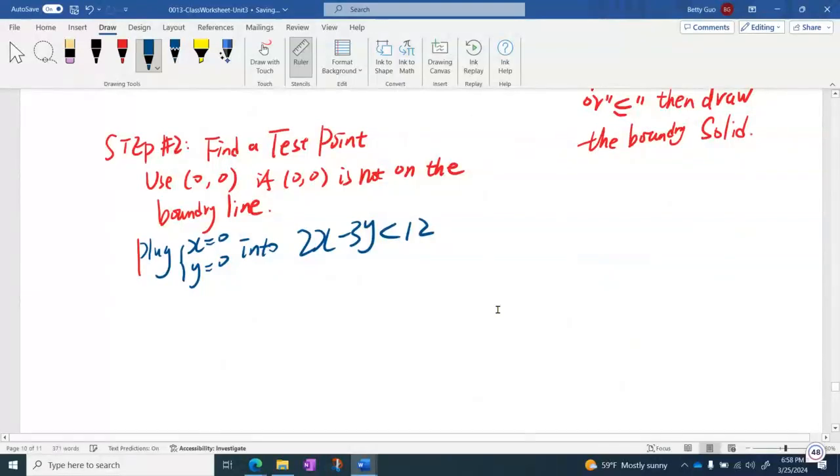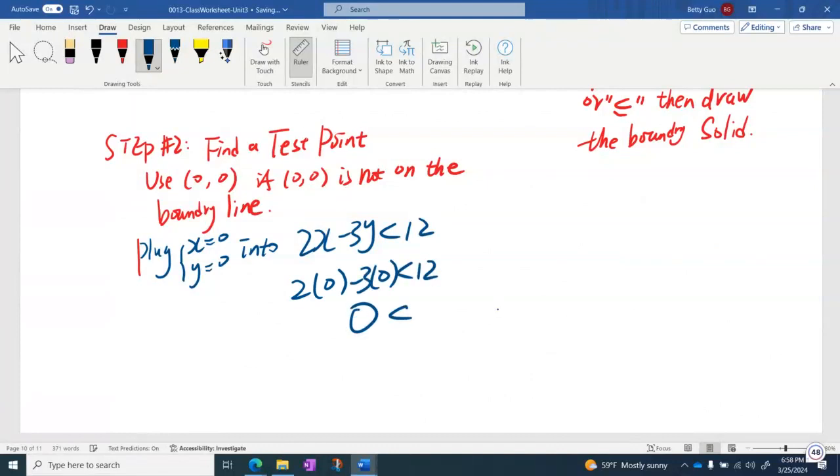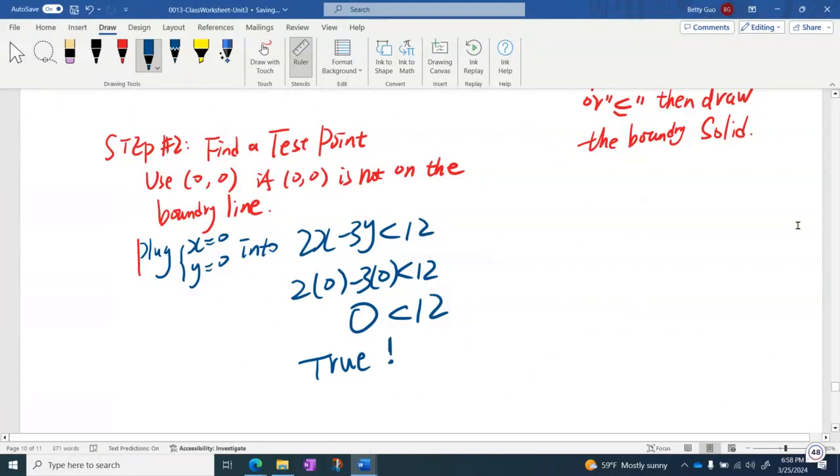Why do we use 0, 0 as a testing point? Because it's so convenient. We plug in x equals 0, we plug in y equals 0, and the left side simply is just 0, right? And we have 0 is less than 12. Is that a true or a false statement? It's a true statement.